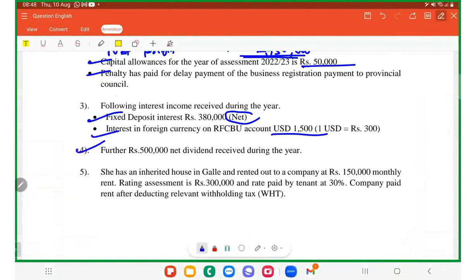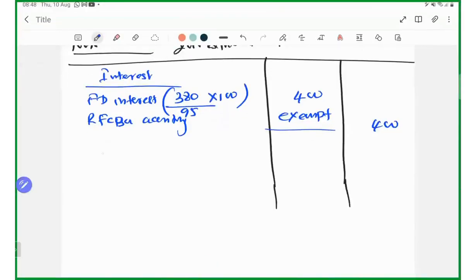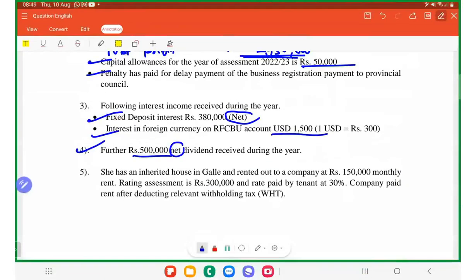Further, 500 net dividend. Net dividend is received after deducting withholding tax. That means you know the withholding tax on the dividend is the final withholding tax. Any dividend income subject to the final withholding tax should not be taken as investment income again. So for the dividend income, what you need to write down here is final tax. So you are not eligible to get the tax credit on the withholding tax paid on that dividend as well.